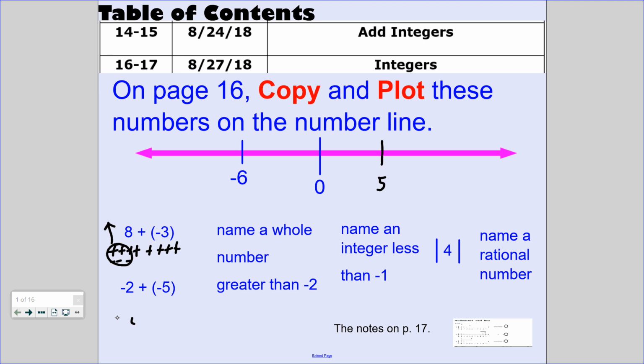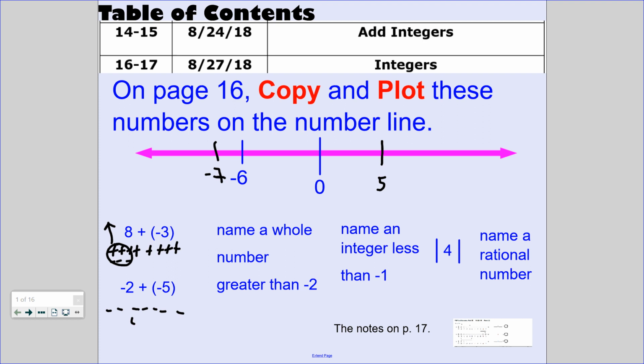Next one, 2 negatives. I combined them with 5 negatives. Are there any 0 pairs? No, I do not see any 0 pairs. So that would be -7. I could also go to -2 and go to the left of -2, which is -7, so -7 is right here.